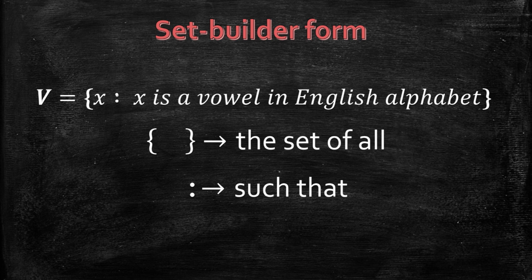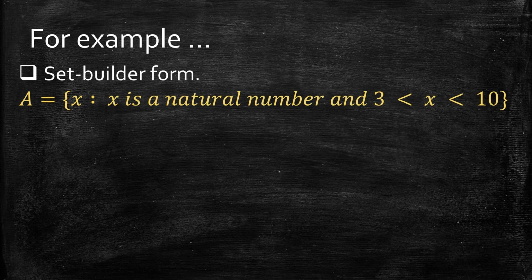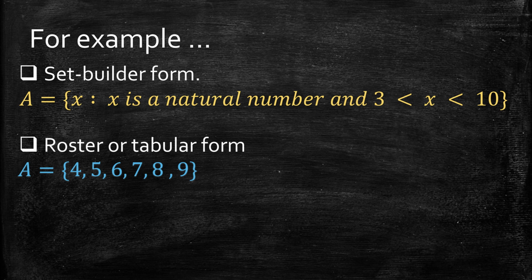In this description, the braces stand for the set of all. The colon stands for such that. For example, the following set is read as the set of all x such that x is a natural number and x lies between 3 and 10. Hence, the numbers 4, 5, 6, 7, 8, and 9 are the elements of the set A.